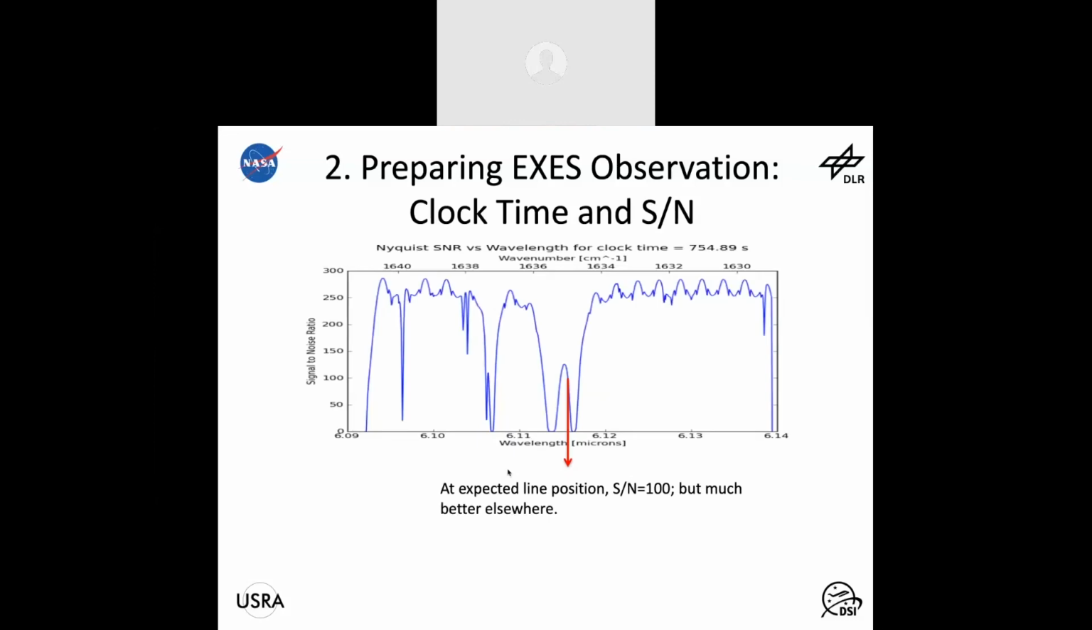The other thing that the final screen of the ETC gets to is a signal-to-noise spectrum. This shows the entire spectral region covered by your selected grating configuration. And we see that at the position of that ground state water line, we get that signal-to-noise ratio of 100. But because that's a particularly bad part of the spectrum, the rest of the spectrum is actually doing much better than that.